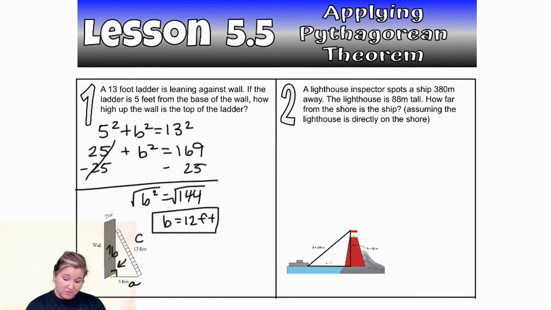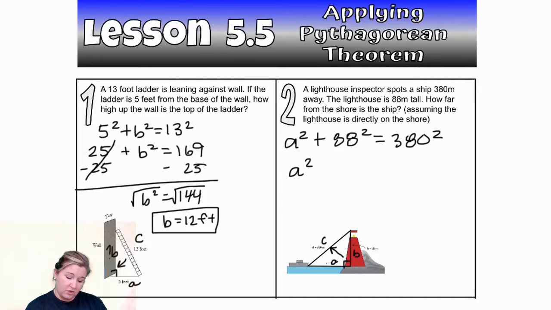What we have, these are some pretty large numbers, but that's okay because you can use a calculator. Since this is my right angle here, across from that is going to be 380. So that's always going to be my hypotenuse, or my C. And then the two legs, I have A that we don't know, and B is going to be 88. So I have A squared plus 88 squared is equal to 380 squared.